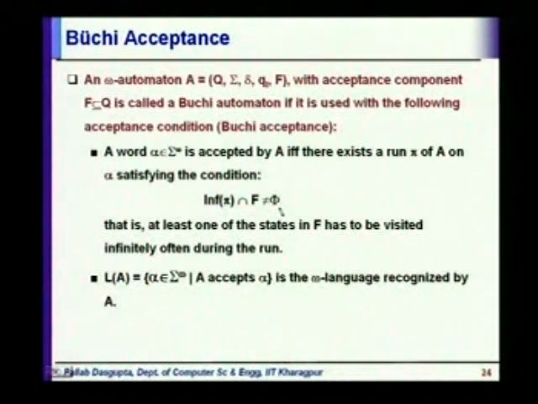In other words, if you look at the set of infinitely occurring states in pi, then that set has a non-empty intersection with F. So, at least one of the states in F has to be visited infinitely often during the run. If in the run pi at least one of the states in F is visited infinitely often, then pi is an accepting run of the Büchi automaton. Is that clear? No?